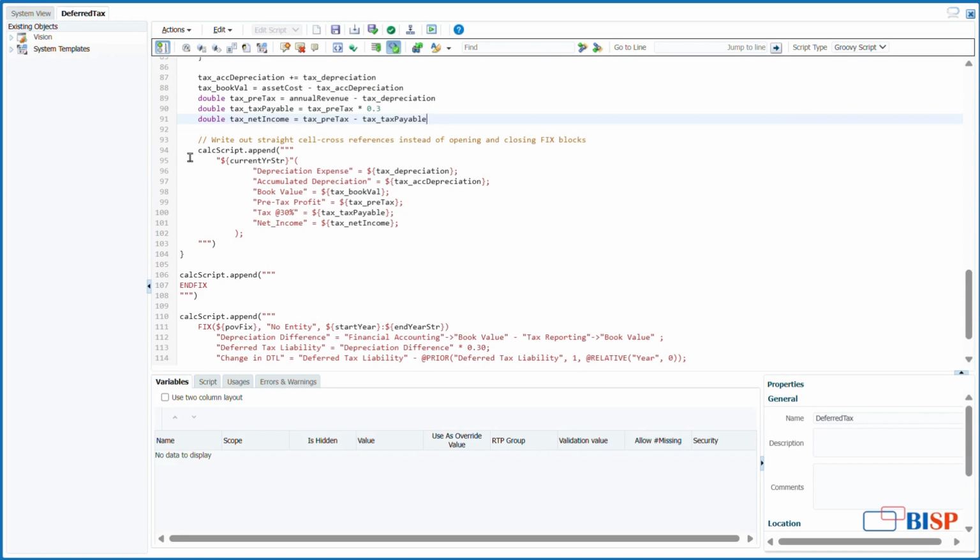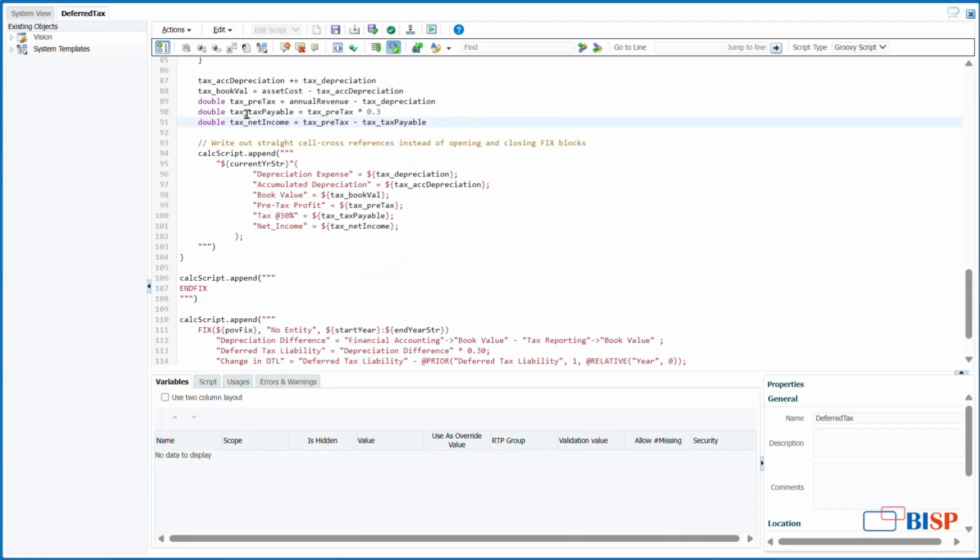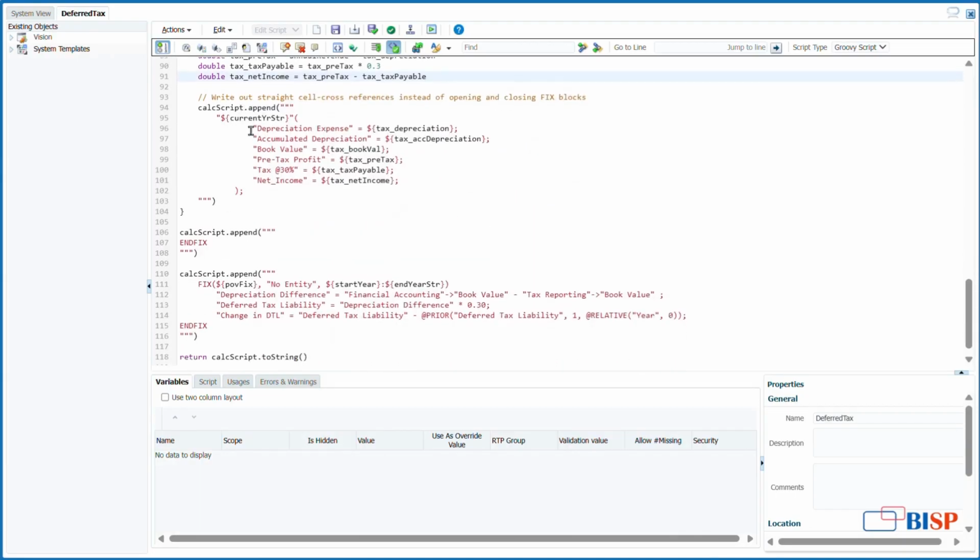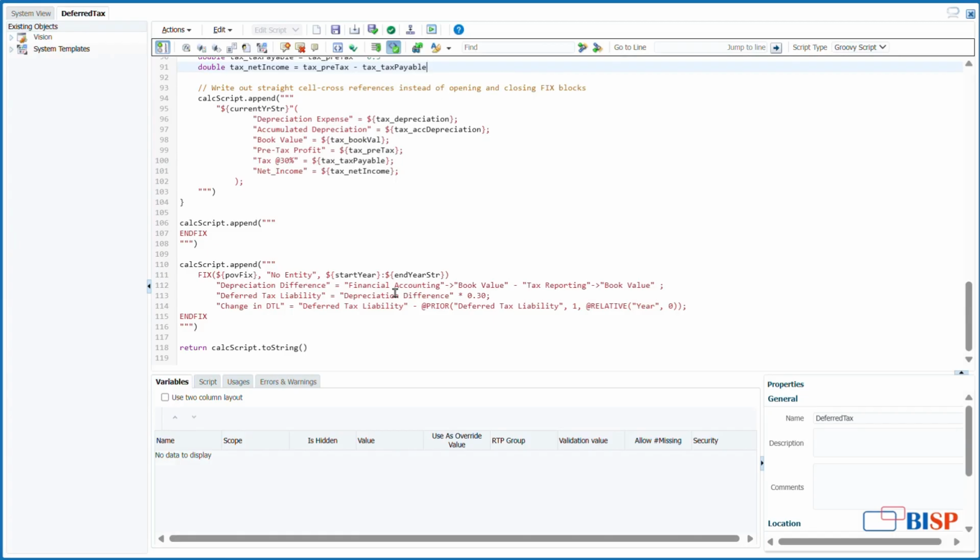Finally, we calculate the deferred tax liability. First, we compare the book value from financial accounting with the book value from tax reporting. The formula is exactly the same as our Excel sheet. Depreciation difference equals financial book value minus tax value. Next, deferred tax liability equals depreciation difference multiplied by 30%.